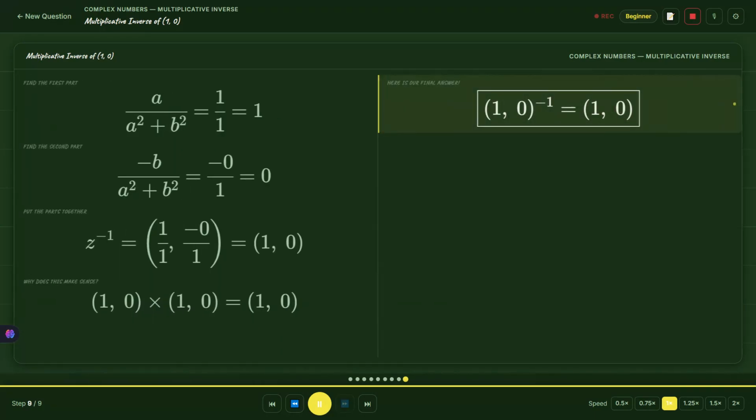Great job! The multiplicative inverse of 1, 0 is 1, 0. The number 1 is its own inverse because 1 times 1 equals 1. You did it!